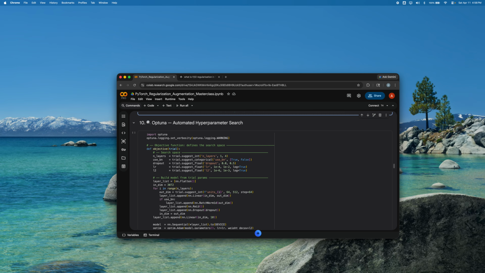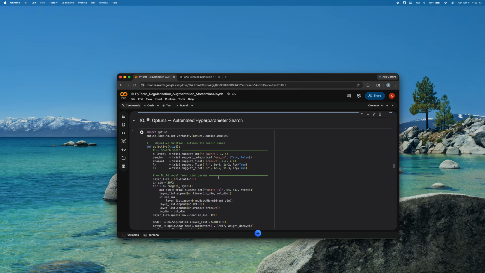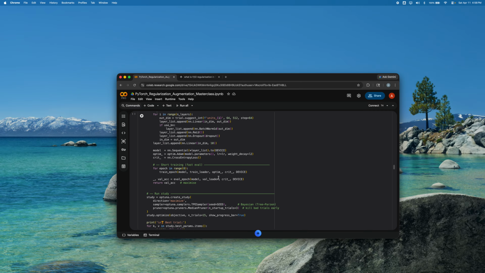So Optuna automates this. You define an objective function that builds and trains a model using hyperparameter values suggested by Optuna, then returns a score, which is validation accuracy over here. So Optuna runs this many times, intelligently choosing which parameter combination to try next based on the past results. The sampler used here is TPE, which is tree-structured Parzen estimator. It's a Bayesian method that's much smarter than random search.